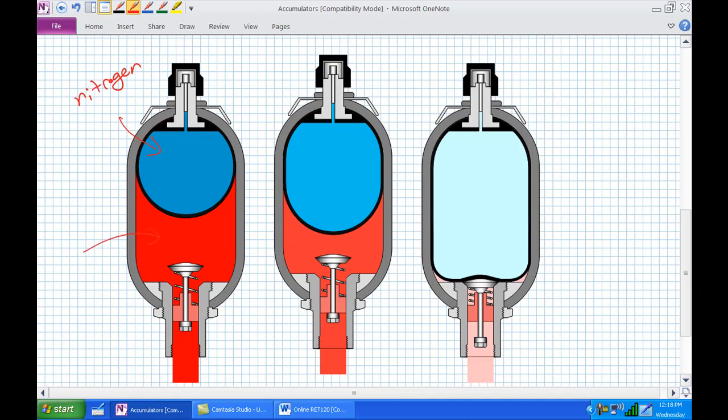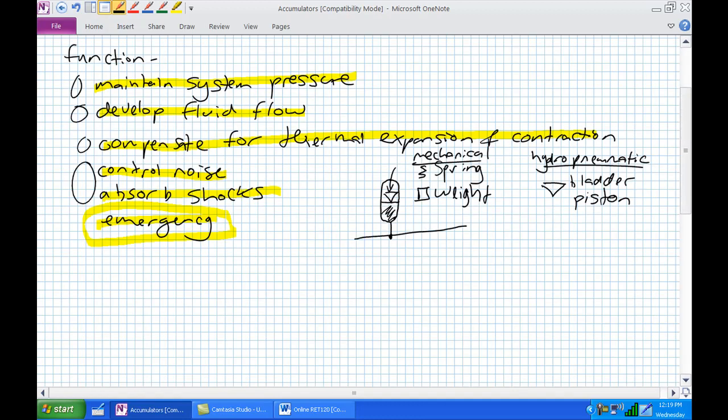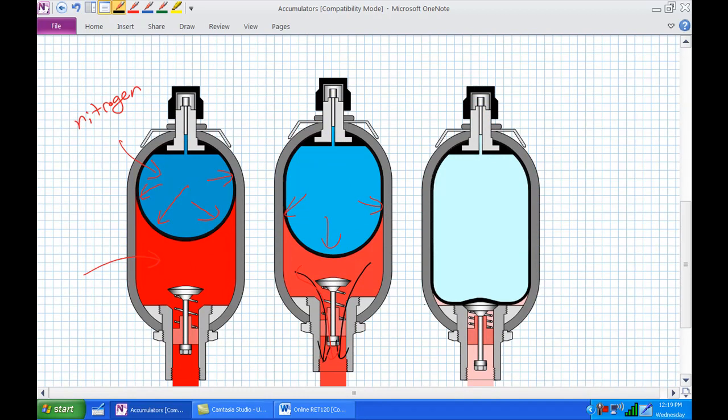As a result, the fluid inside here is under pressure because that nitrogen is wanting to expand this way. As the accumulator is discharged, the bladder expands and pushes fluid out of here, developing flow, again like one of our critical things we already talked about: pressure, compensating for thermal expansion and contraction. If something contracts, fluid can come back into the accumulator. If something expands, fluid can come out of it. It also controls noise and absorbs shocks, it's kind of the same thing, allowing expansion and contraction. And when the accumulator is fully discharged, this little poppet valve seats itself so the bladder does not extrude into the system.